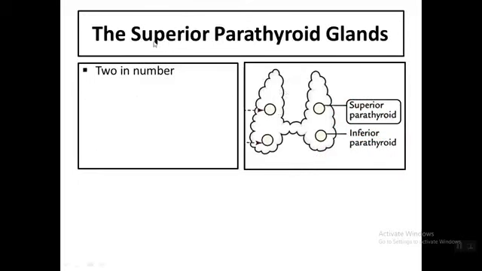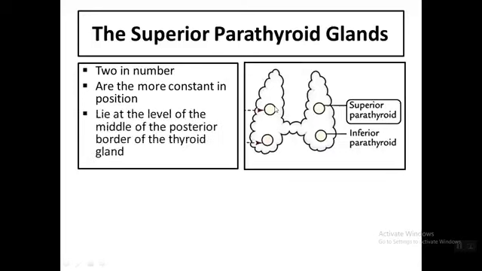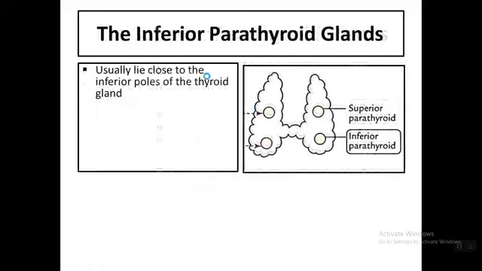First, the two superior parathyroid glands. The superior parathyroid glands are 2 in number. They are more constant in position, lying at the level of the middle of the posterior border of the thyroid gland. Whereas the inferior parathyroid glands usually lie close to the inferior pole of the thyroid gland, the inferior pole of the lobes.